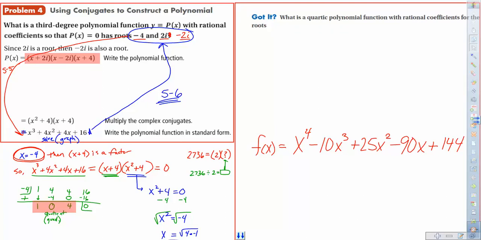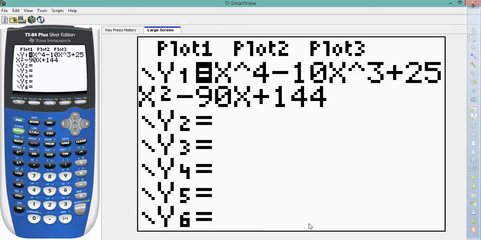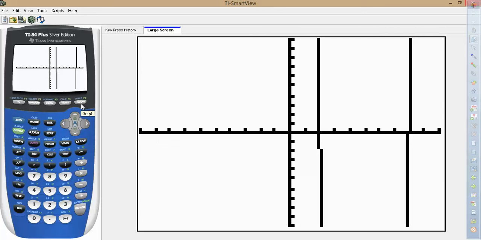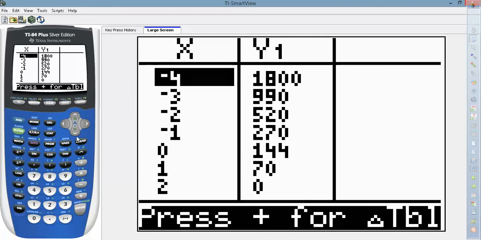So we would grab the calculator, we'd type in the function. Alright, so there you have it, x to the fourth minus 10x to the third plus 25x squared minus 90x plus 144. That's got to be the first move. Type it into the graphing calculator, hit the graph button. Okay, so when you hit the graph button, do you see now we see that graph hitting the x-axis at 2 points this time. Go to the table and confirm that those two zeros are indeed at positive 2 and positive 8.